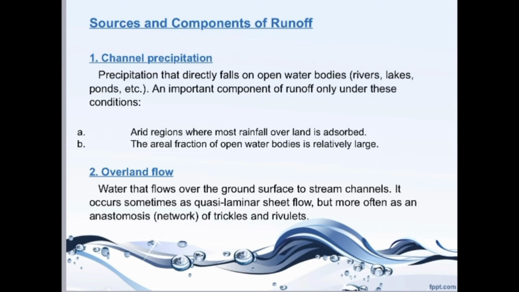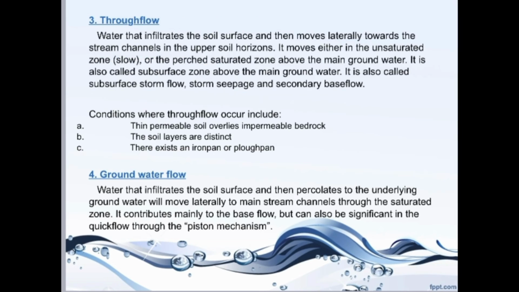Number 2. Overland flow. Water that flows over the ground surface to stream channels. It occurs sometimes as quasi-laminar sheet flow, but more often as an anastomosis, or network of trickles and rivulets. Number 3. Throughflow. Water that infiltrates the soil surface and then moves laterally towards the stream channels in the upper soil horizons.